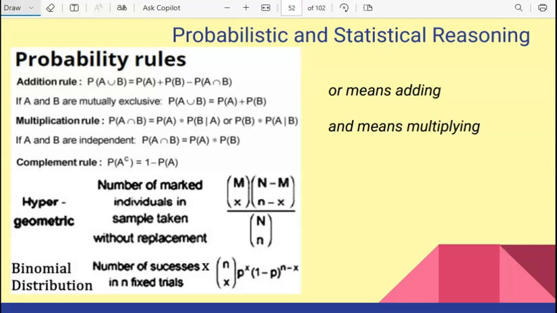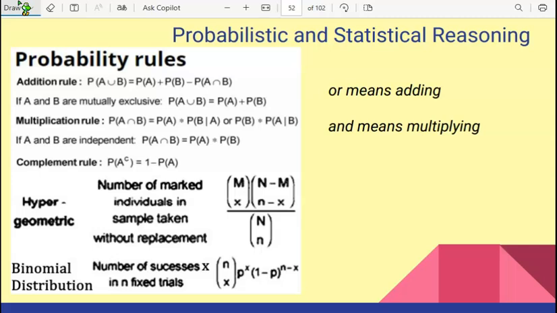Multiplication rule. The probability of A and B is equal to the probability of A times the probability of B given A, or the probability of B times the probability of A given B. If A and B are independent, you have the probability of A and B equals the probability of A times the probability of B. The complement rule is the probability of A complement is 1 minus the probability of A.